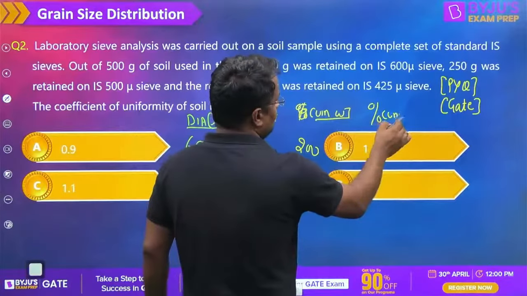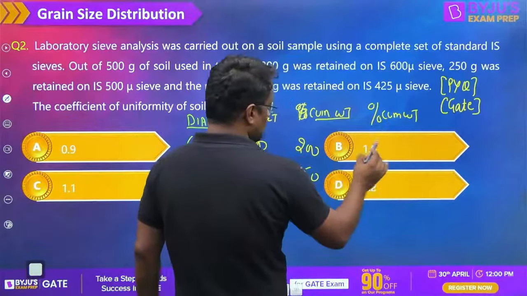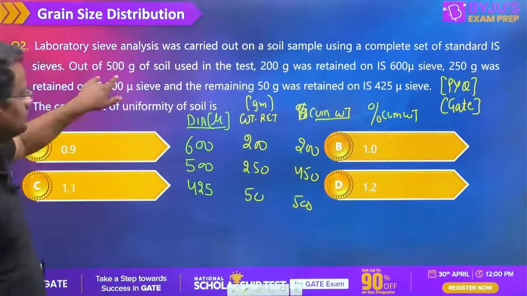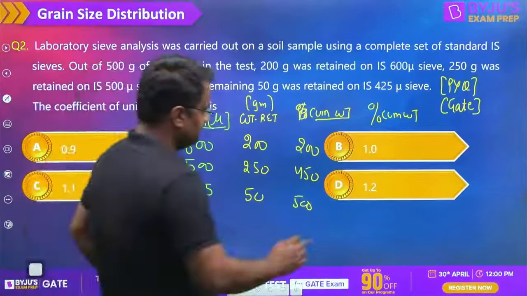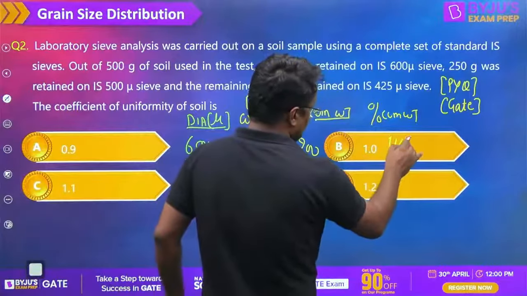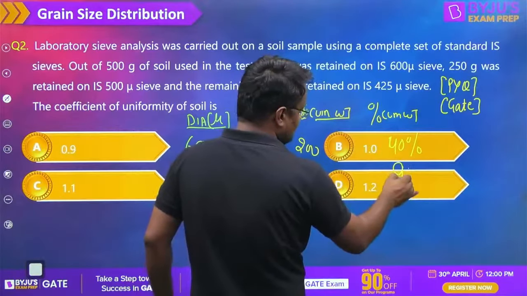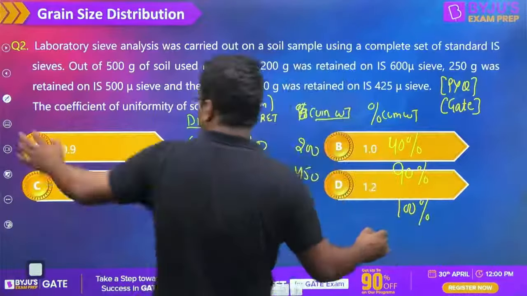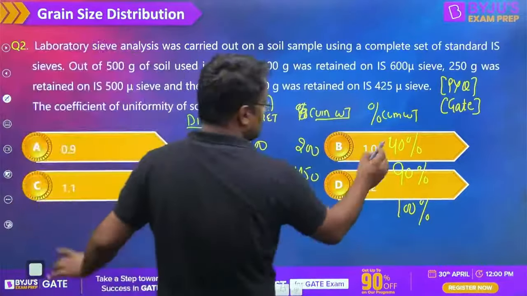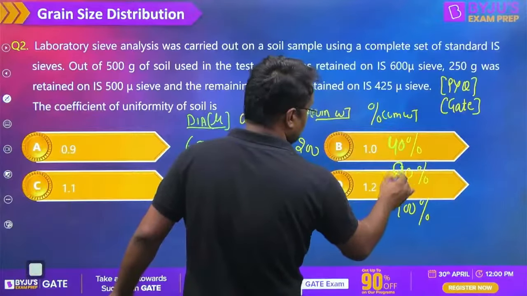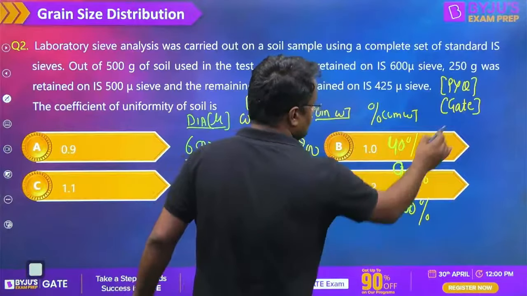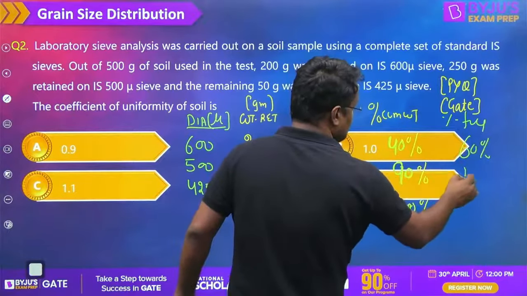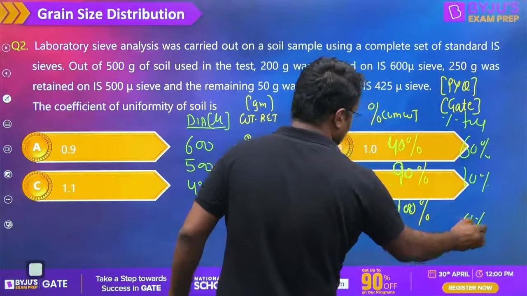Percentage cumulative weight. Total is 500, na. So 200 is how much? 40%. 450 is 90%, and 500 is 100%. Now percentage finer: this is 60%, this is 10%, this is 0%.